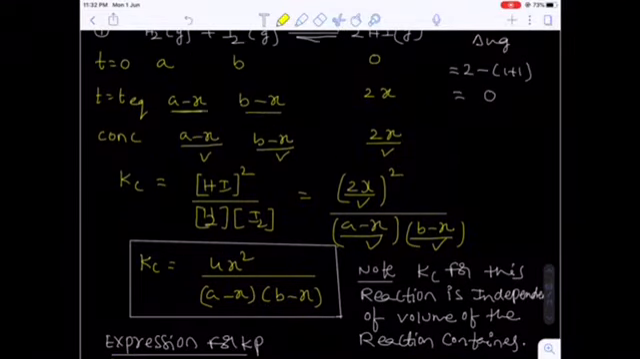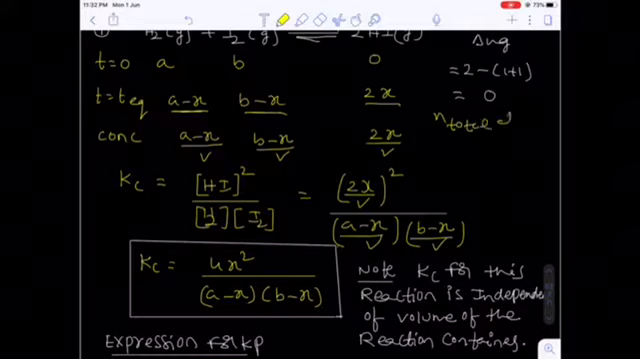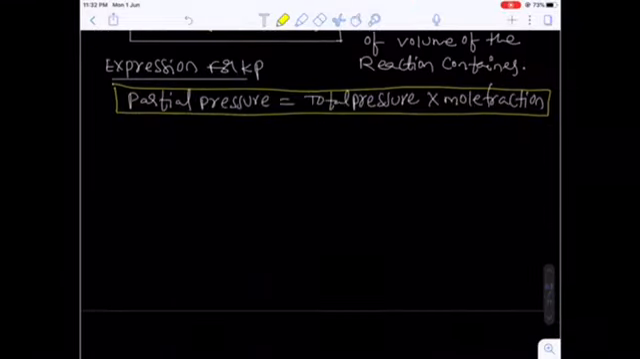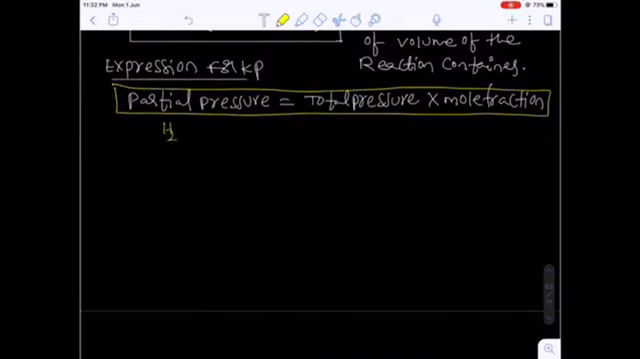Now here we know the number of moles at equilibrium, that is A minus x, B minus x, 2x. What is the total moles? N total at equilibrium will be equal to A minus x plus B minus x plus 2x, that is equal to A plus B total moles.